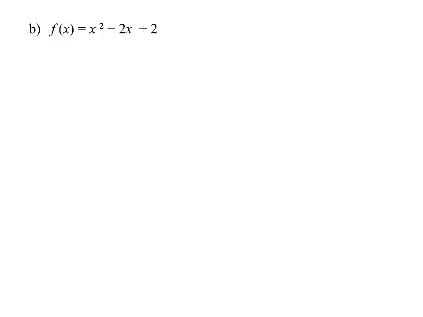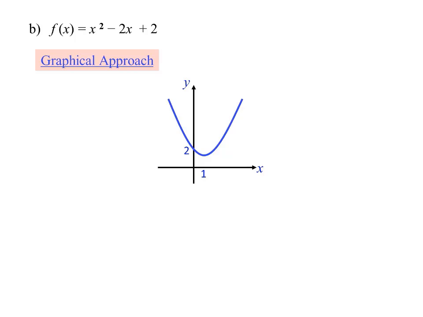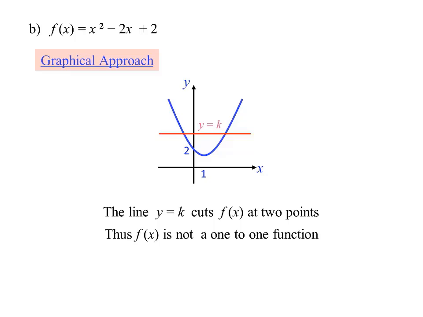Next is question B, from the second example. This is a quadratic function. To determine whether this is a one-to-one function graphically, we have to sketch the function first. Apply the horizontal line test. By sketching a horizontal line y equals k across the function, the line cuts the function at 2 points. Thus, f(x) is not a one-to-one function. Therefore, f inverse x does not exist.